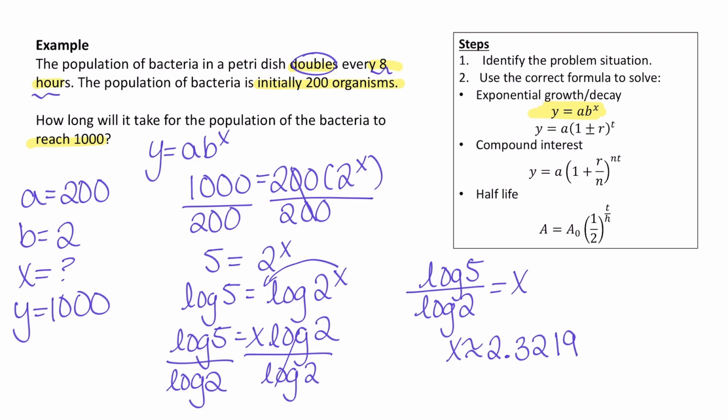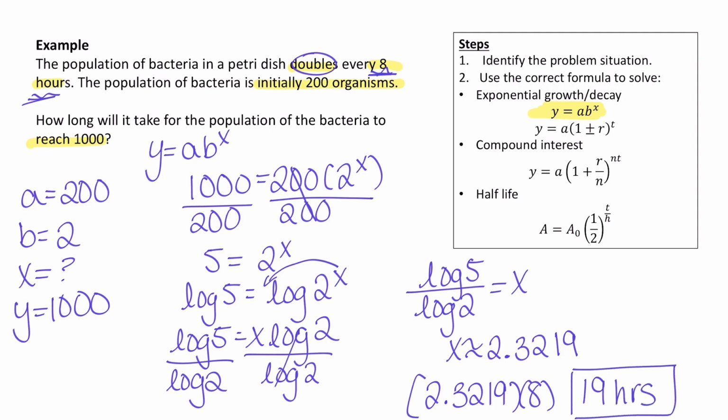Okay, so what we can do now is figure out how much time it's been. Here's where the 8 hours factors in. The 2.3219 doesn't tell me exactly how many hours it's been. It tells me how many times 8 hours has passed. So to figure out the amount of time, we're going to take that 2.3219 and multiply it by 8. When we do that, we get 18.5, so we would say that is about 19 hours. So you have to do that extra step because it's a doubling every 8 hours.